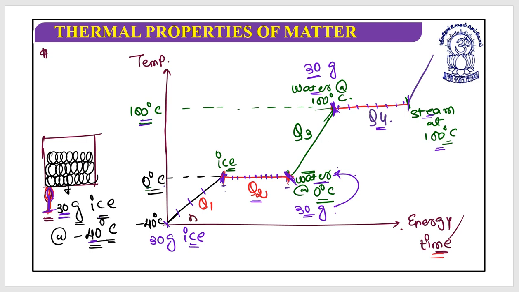This Q1 would be ms delta t. This Q2 would be m into l. This Q3 would be ms delta t, and this Q4 would be equal to m into l. While I'm writing here, in ms delta t, this s would be one half because it is in the form of ice. This L would be equal to 80 calorie per gram.